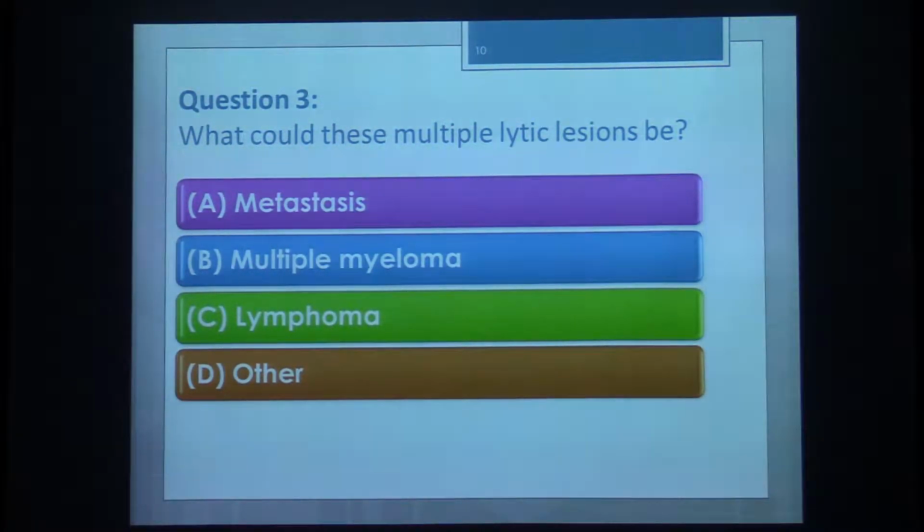A, B, and C are the first 3 differential diagnoses that we put for multiple lytic lesions in this age, but since there's a fluid level, the findings are not very suitable for these 3, because we only found really rare cases of metastasis with some aneurysmal bone cyst changes, and we couldn't find any cases with multiple myeloma or lymphoma. In this case it was another type of lesion.